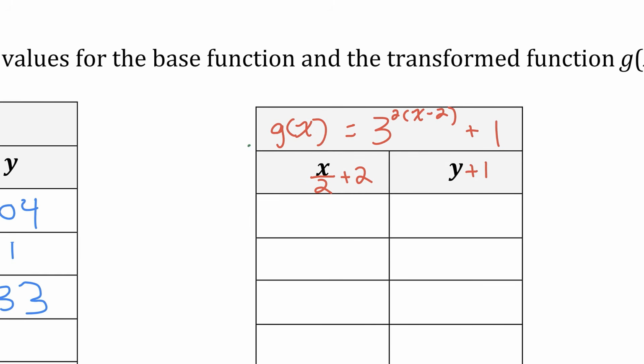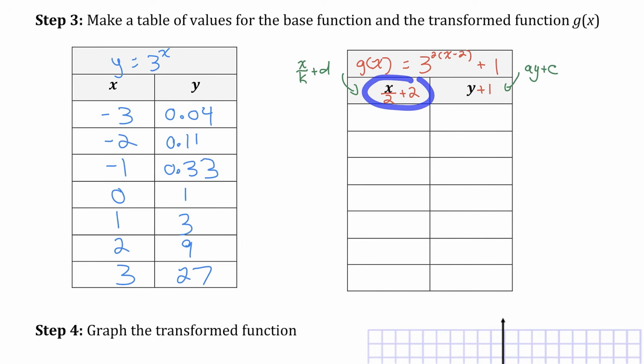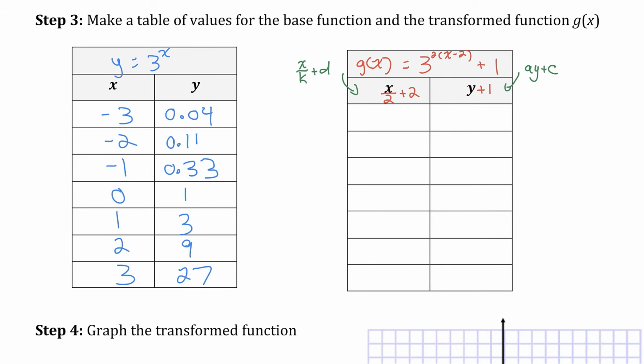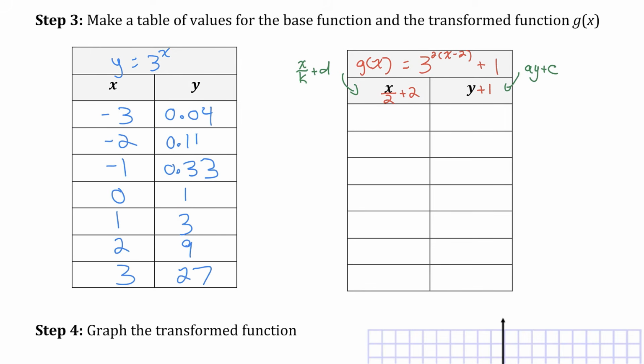And once again, a reminder, this is always x over k plus d. This is a times y plus c. We will do these transformations to these points, and then we have the points of our transformed function. Let me start by taking all of these x values and subbing them in here. So basically cut them in half and then add 2.